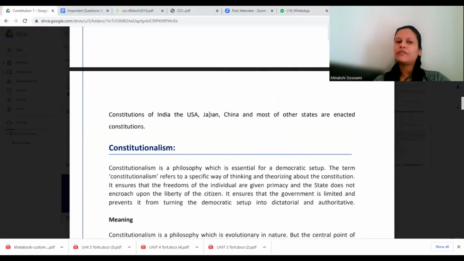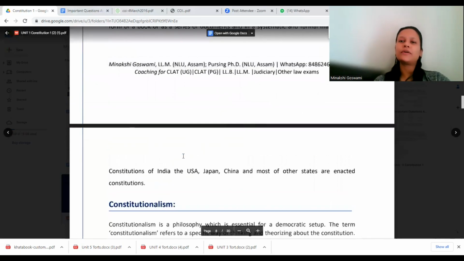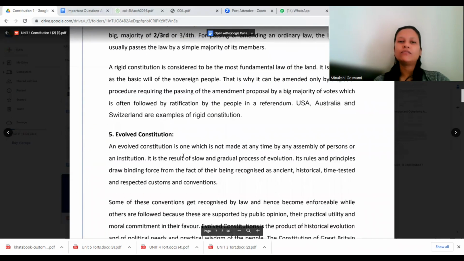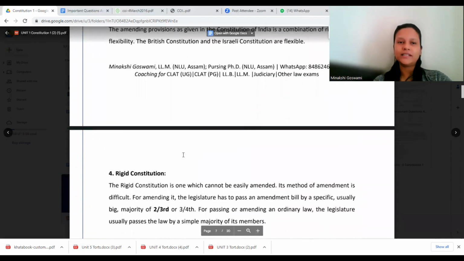The Constitutions of India, the US, Japan, China and others are examples of such constitutions wherein provisions are written in a very clear way and in a very well organized manner. It has been provided.